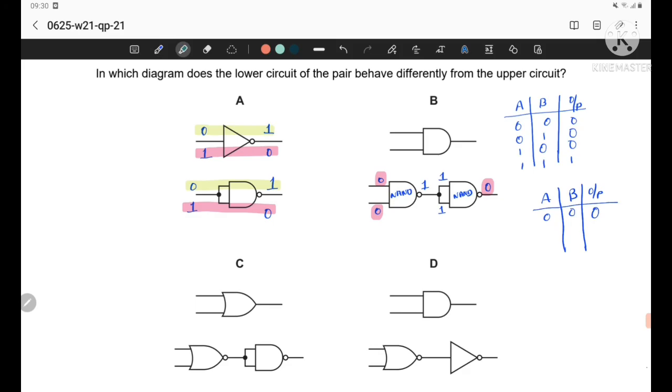So here also we can see that even when the input is 0, 0, the output is 0 for both logic gates. So they are not showing a different behavior. So option B is also not the correct answer. We don't have to look at other options, because in the question it's mentioned it should behave differently. But here even for the first pair of inputs, they are not behaving differently.